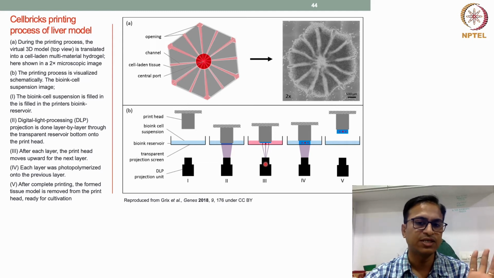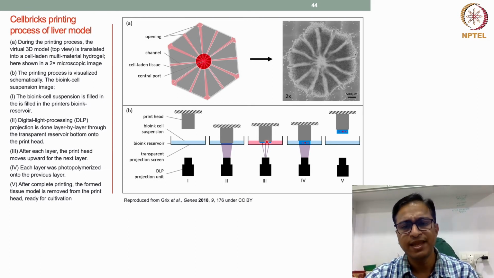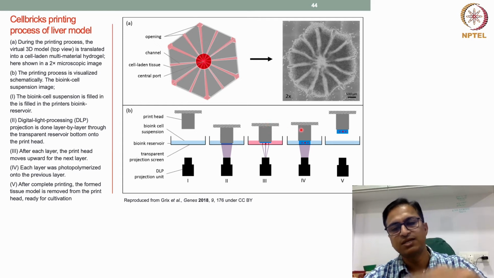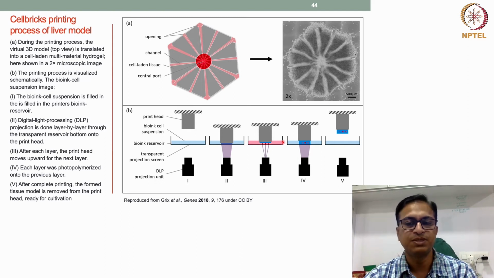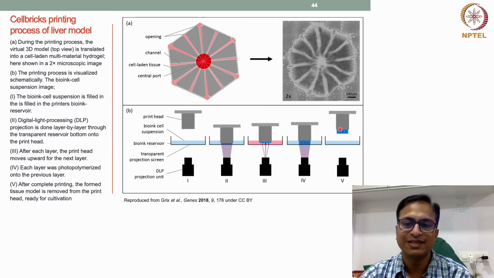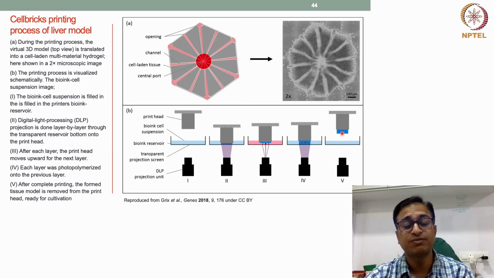Then the next layer of the structure will again be projected here and solidified, because this is a photosensitive material and we are projecting light to initiate the photopolymerization. So in this way the material gets solidified, and again the printhead moves up for fabrication of another layer. This process is repeated over time to fabricate the whole 3D structure, and then the printhead can be moved up, and the structure can be washed and further cured.